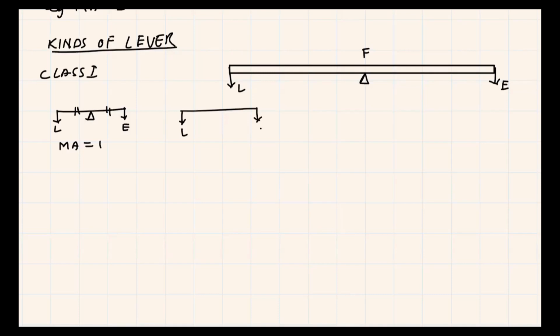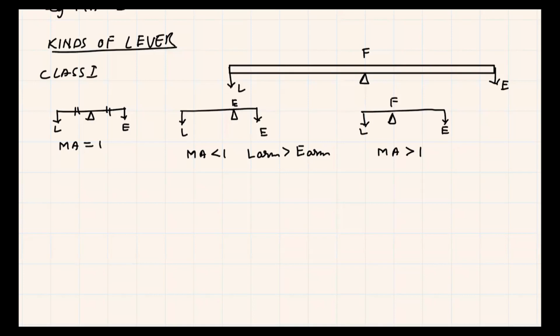Now here there is a load and an effort, and if you have the fulcrum over here, MA will be less than 1, because you can see that the load arm is longer than the effort arm. So this is acting like a speed multiplier. And when you have the effort arm longer, that is when the fulcrum is over here, then you have MA greater than 1, because the effort arm is longer than the load arm.